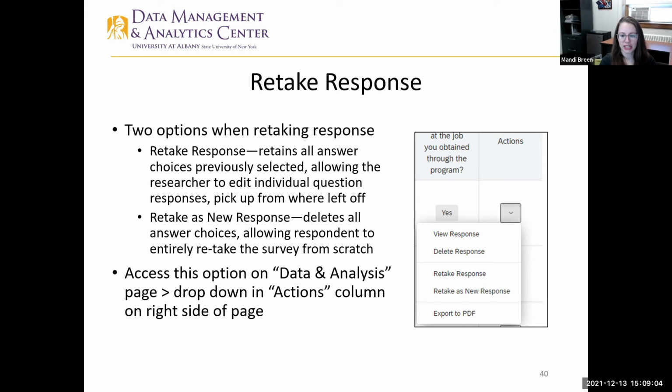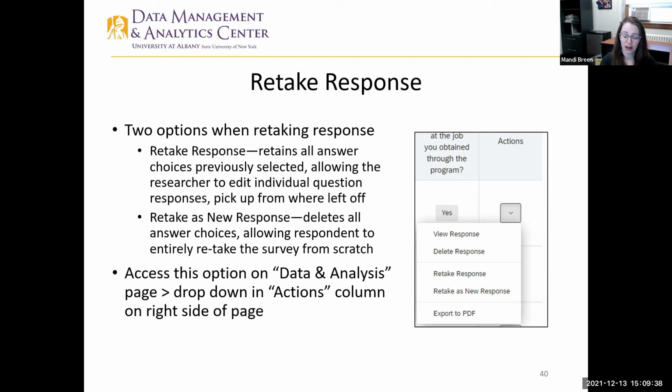The second option is to retake as a new response. This means that this particular respondent will have all of their responses removed, and then they get to take it a second time. It will have their ID number affiliated with it through Qualtrics, but everything else is gone. So I want to be very obvious here. You have to be very cautious when using these two. You don't want to click the wrong one because you can invalidate your responses. You can lose all of the data that you have.